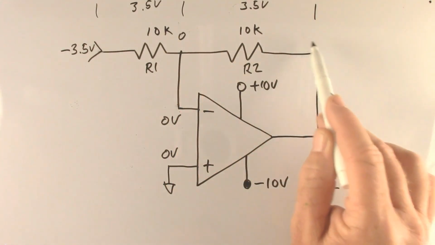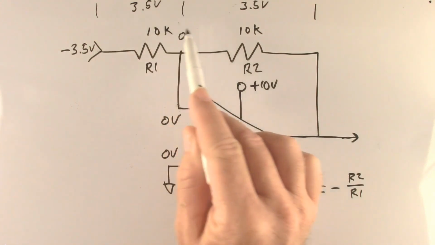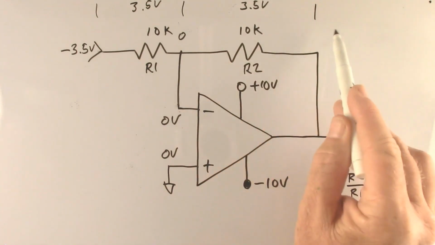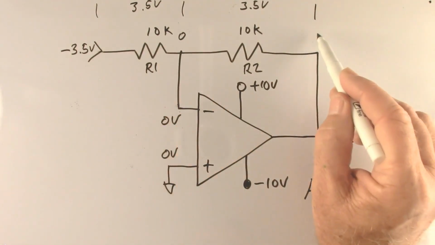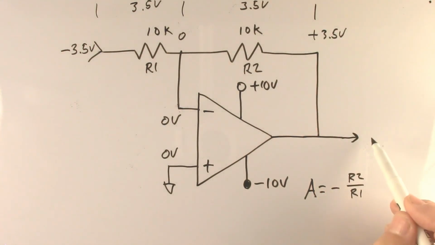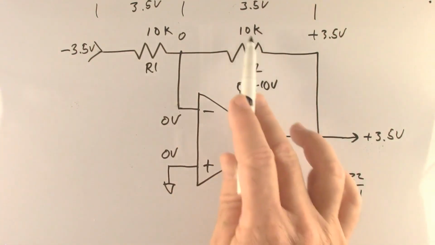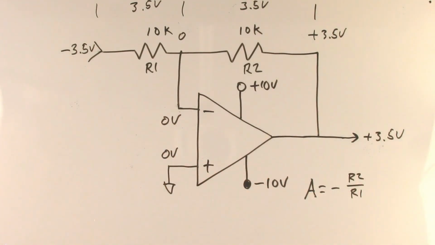Now the conventional current is flowing this direction. So as we go against the conventional current, we will gain voltage. So we gain 3.5. We gain 3.5 more, so minus 3.5 to 0. Another 3.5 takes us to plus 3.5 volts. So the output is plus 3.5 volts. So once again, with the two resistors being equal, our gain is going to be equal to 1.